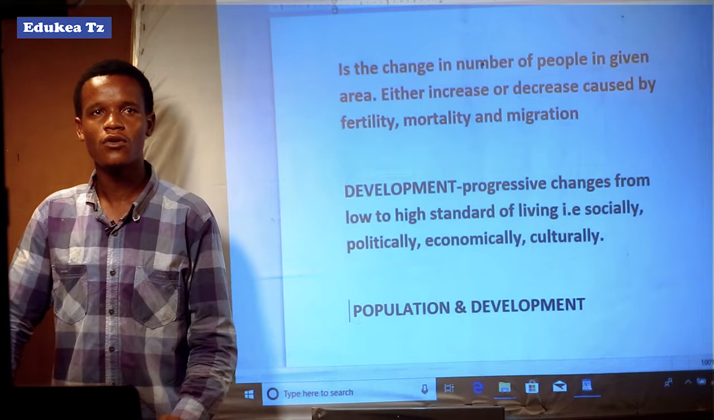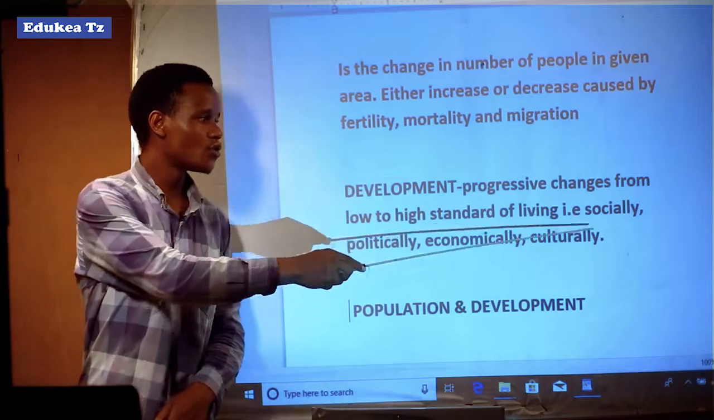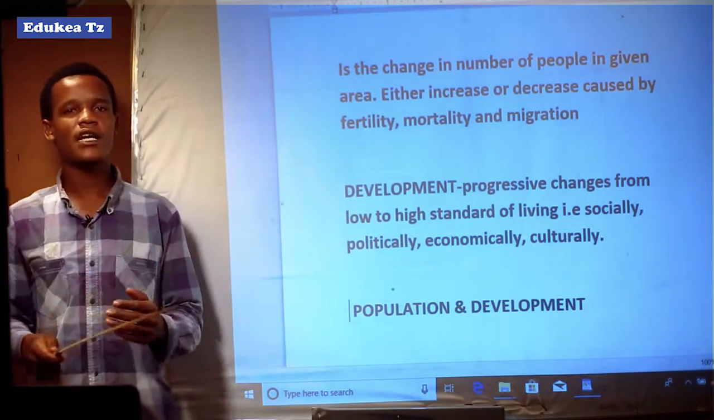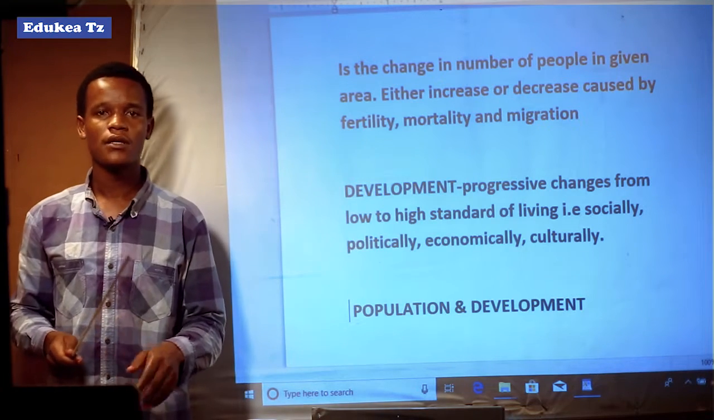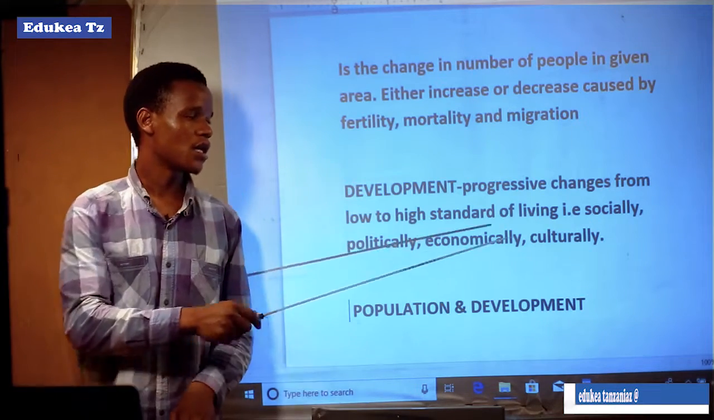Those changes from low to high standard of living are looked at socially. There is social development. The society can be developed socially. Also politically, the society can be developed politically, economically, and culturally.